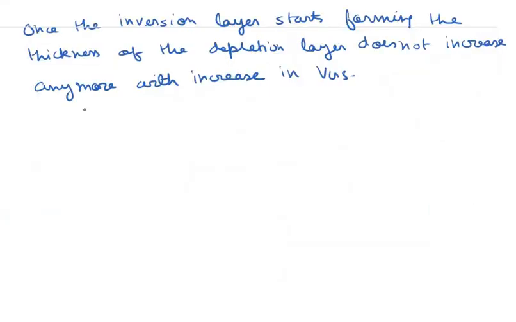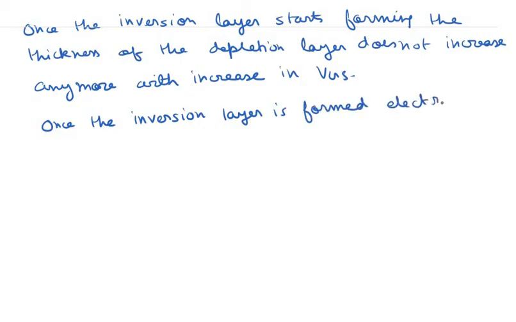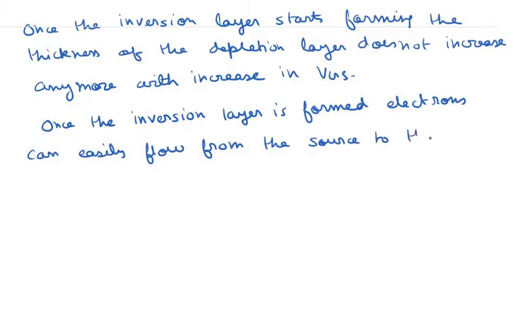So let me write it here. Once the inversion layer is formed, electrons can easily flow from the source to the drain via the channel, or the inversion layer.